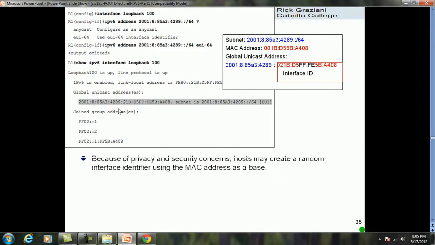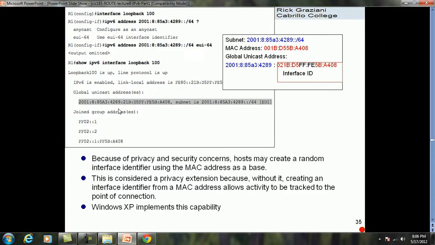Because of privacy and security concerns, a host may create a random interface identifier using the MAC address as a base. This is considered a privacy extension, because without it, creating an interface identifier from a MAC address allows activity to be tracked to the point of connection, security guys. I can make out this is a MAC address, so I can track which device it is, because this ID is generated on the basis of your MAC address. Windows XP implements this capability.